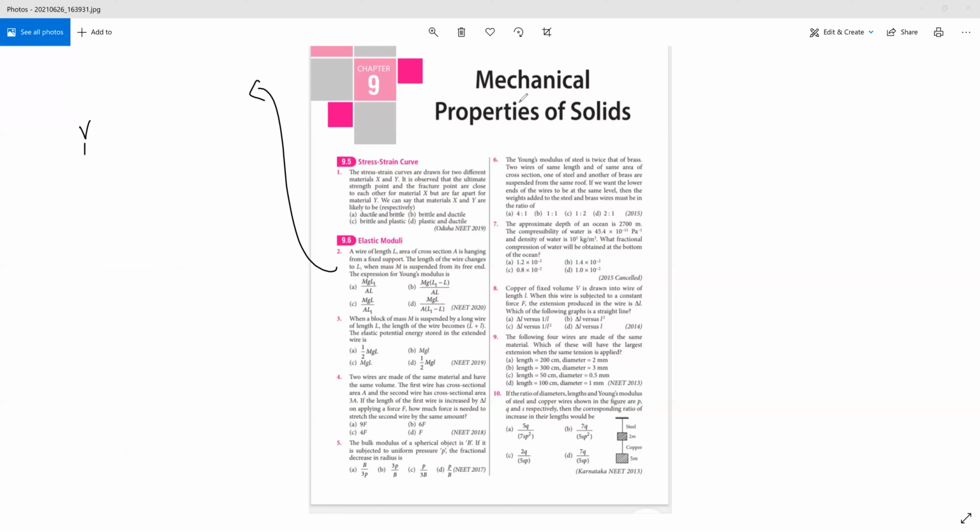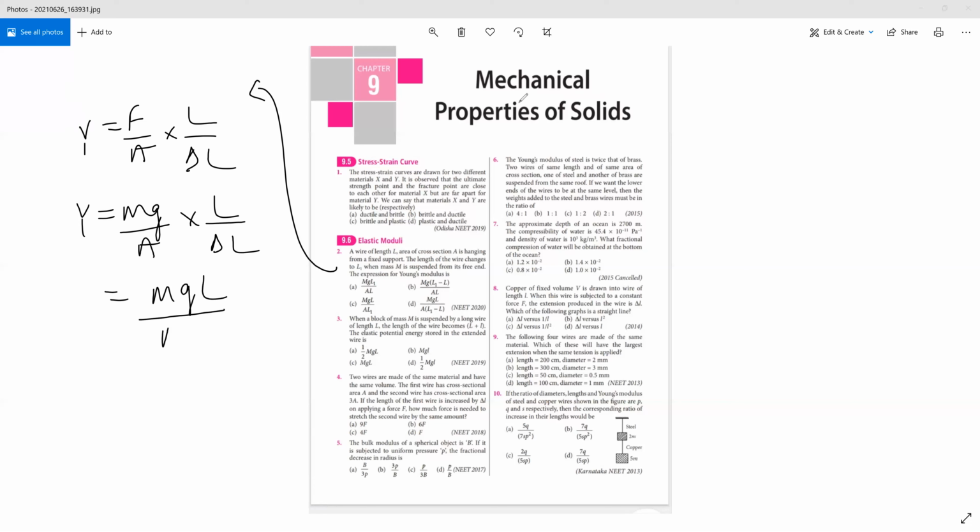So Young's modulus is given by force by area into L divided by delta L. Then we are substituting mg divided by area into L divided by delta L, or you can write this one as mgL divided by area into L1 minus L. So therefore, for the second one, this one is the right answer.